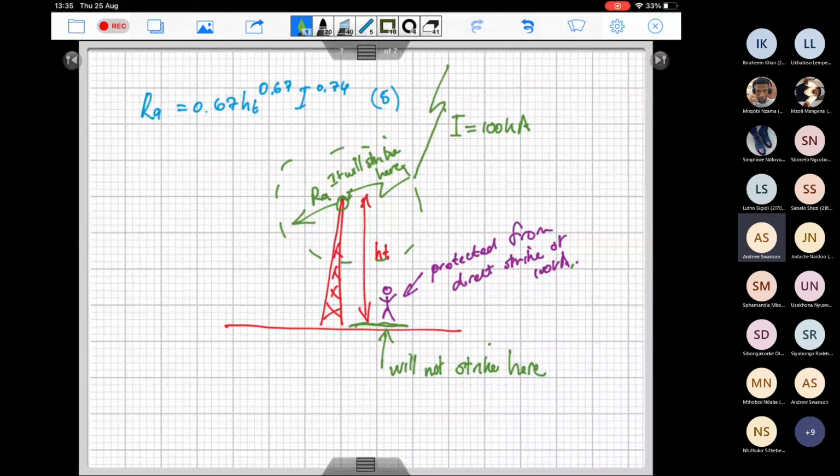If, however, the current is very small, that attractive radius gets smaller, and he could be struck. So it could bypass that, it could strike a person or a piece of equipment or the ground near the line.